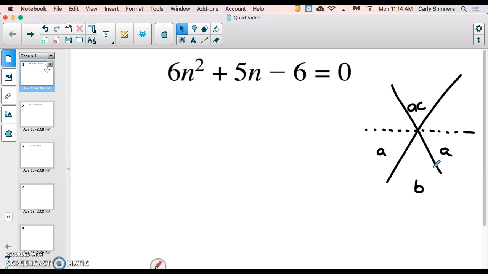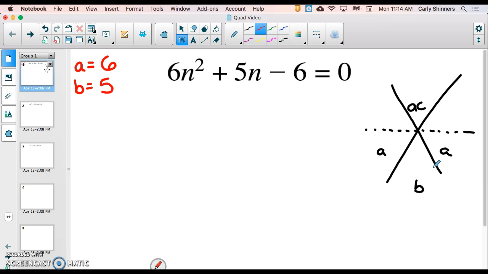Before I go right ahead and fill everything in, though, we should check for a greatest common factor, just to be sure. Between 6 and 5, though, 5 is prime, so yeah, we're not going to have any greatest common factors that I could take out front, but it's always good to check.